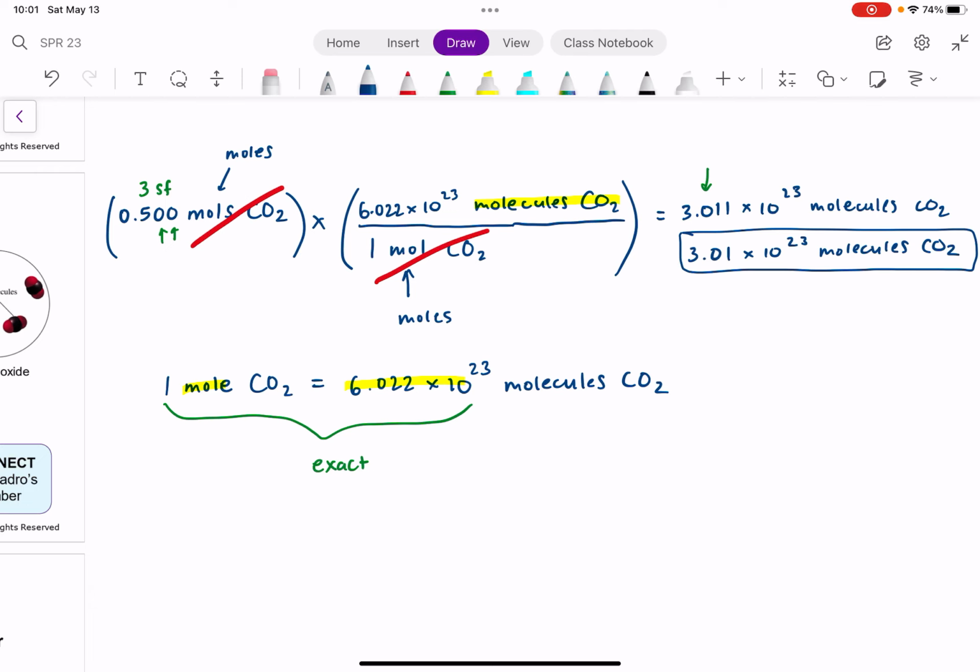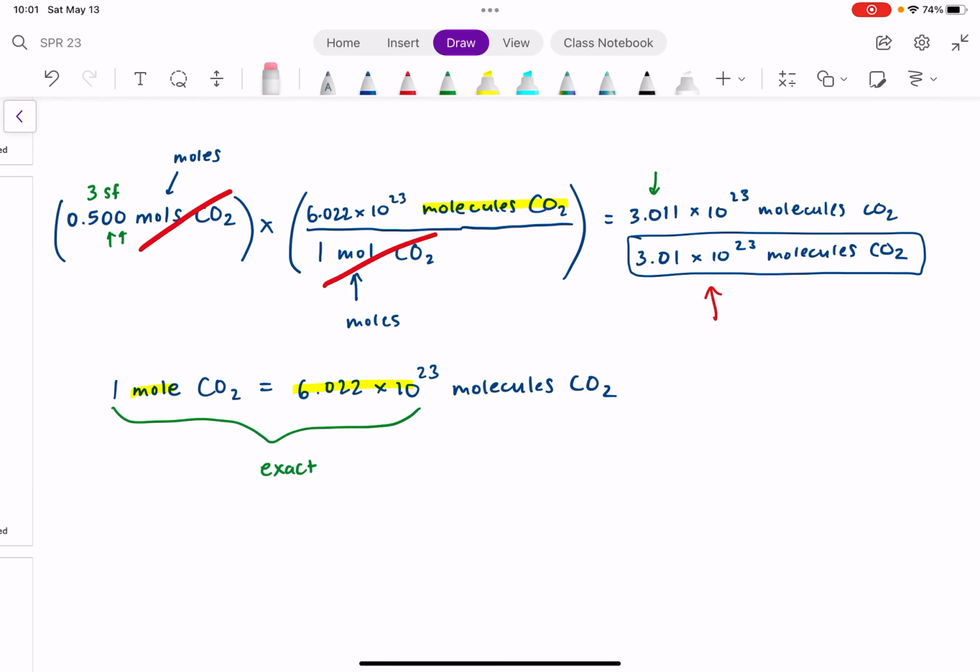All right, so now I have 3 sig figs in my final answer, and we've determined how many molecules of CO2. Final check. Should we have this big of a number of molecules of CO2? Why is it okay that we have such a large number? Yeah, molecules are really, really tiny. So even though our sample is pretty small, right? We've got 0.5 moles. That's okay. We should expect a large number because they're so tiny, okay?